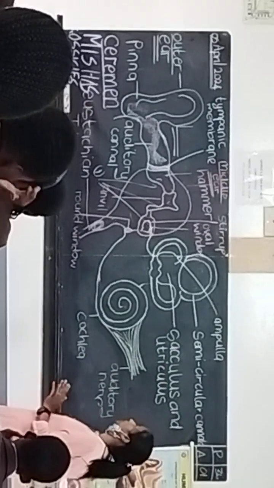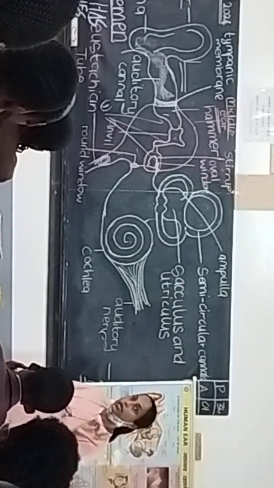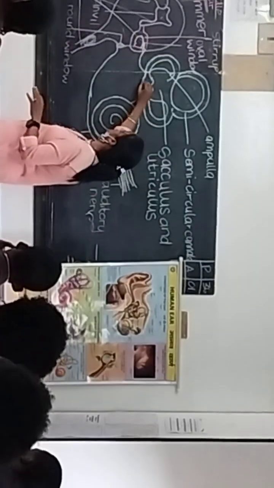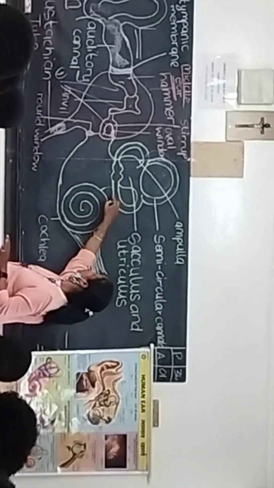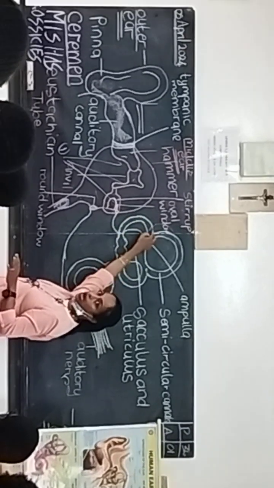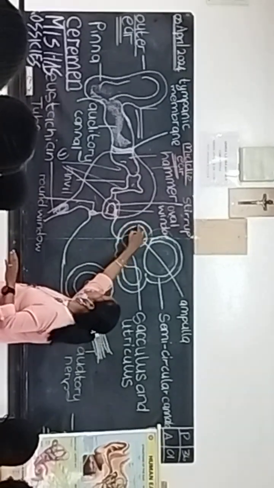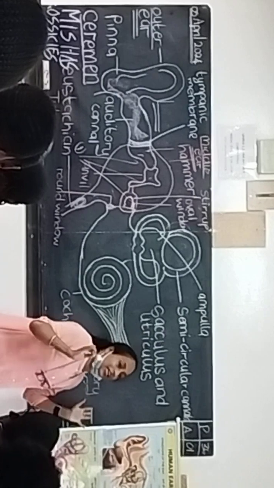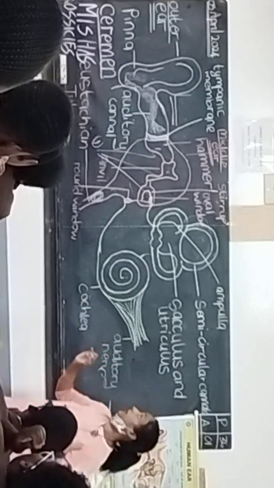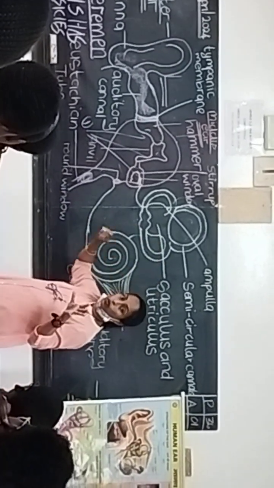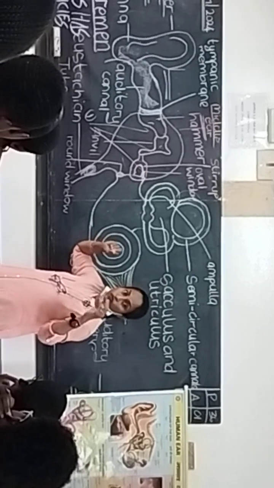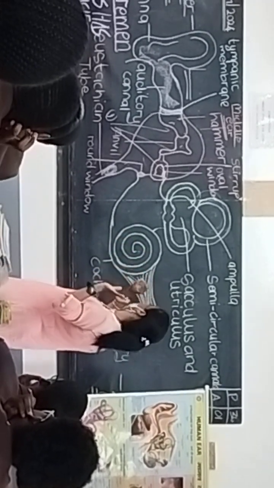Now let's label the parts of the inner ear. What are the parts of the inner ear? The inner ear consists of a semicircular canal, okay, which is not a full circle, half of it is there. They are positioned at right angles to each other, and it is filled up with fluid. I'll come across that. What is the name of the fluid that is filled up in that? We'll learn about it.